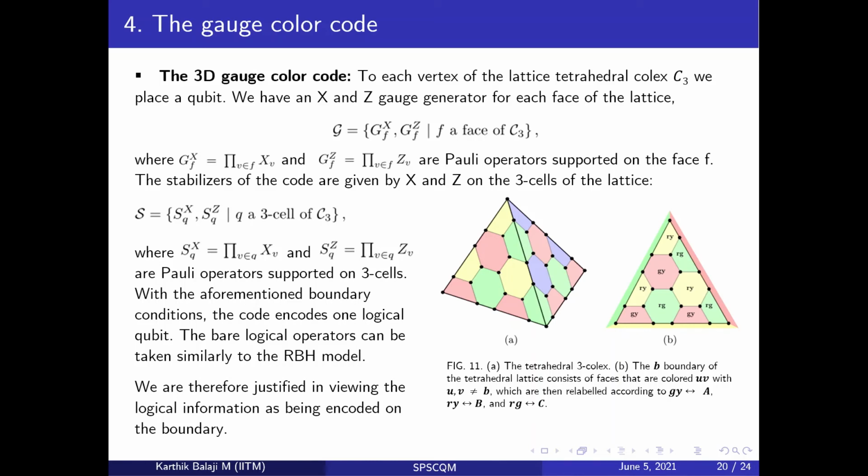We have an X and Z gauge generator for each face of the lattice given by this equation here, where G_X^F and G_Z^F are Pauli operators supported on the face F. The stabilizers of the code are given by the X and Z on the 3-cells of the lattice given by this equation here. S_X^Q and S_Z^Q are the Pauli operators supported on 3-cells. Now with the aforementioned boundary conditions, the code encodes one logical qubit. The bare logical operators for this qubit can be taken similarly to the RBH model. We are therefore justified in viewing the logical information as being encoded on the boundary, as we would get with the 2D SET model, which is encoded on the boundary of a 3D SPT model.